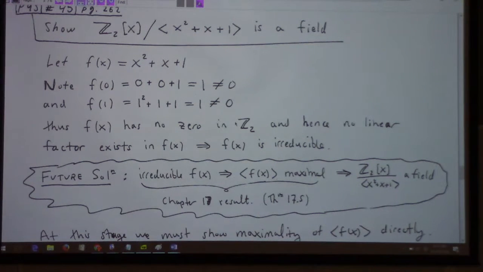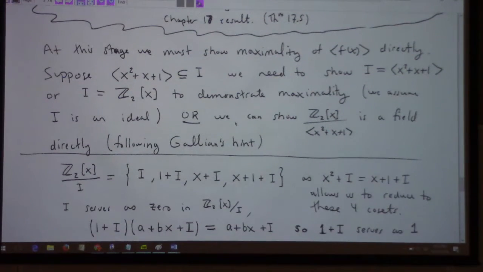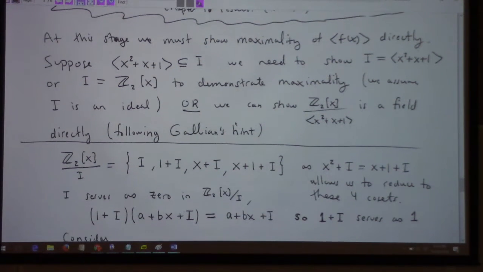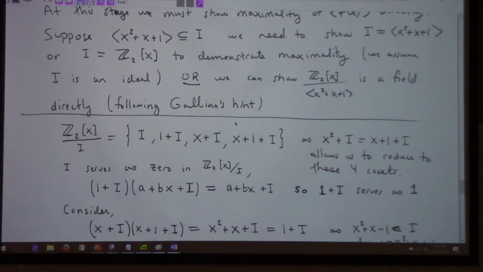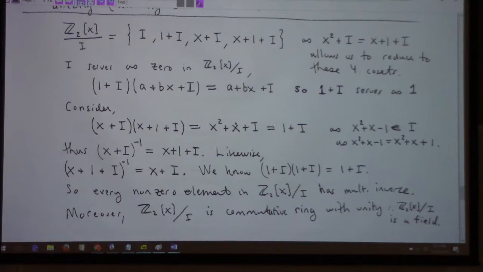Now, when this problem was assigned, that was not an available solution, so what you were expected to do at this point was just prove it explicitly. I first tried to show maximality directly, but that was not helpful. And then finally, I had the sense to look at the hint, at which point it became obvious that I have these as my cosets: I, 1 plus I, x plus I, x plus 1 plus I. Everything else can be reduced because we're setting x squared plus x plus 1 to be in the ideal. So we get reductions like x squared plus I is x plus 1 plus I.